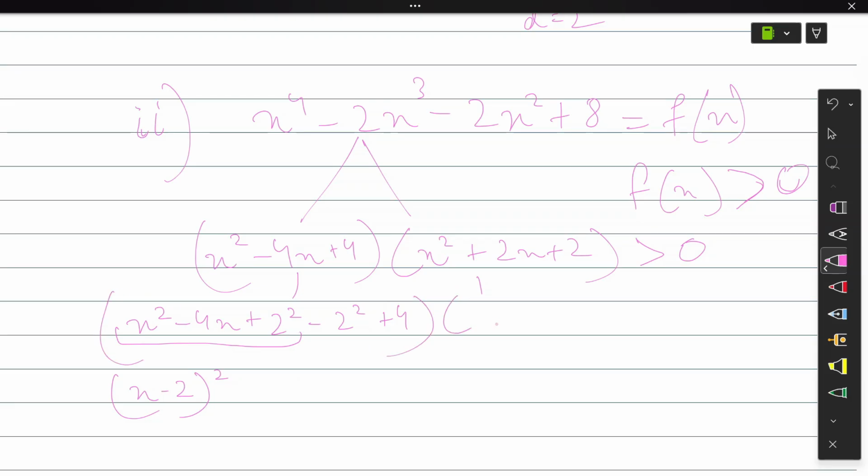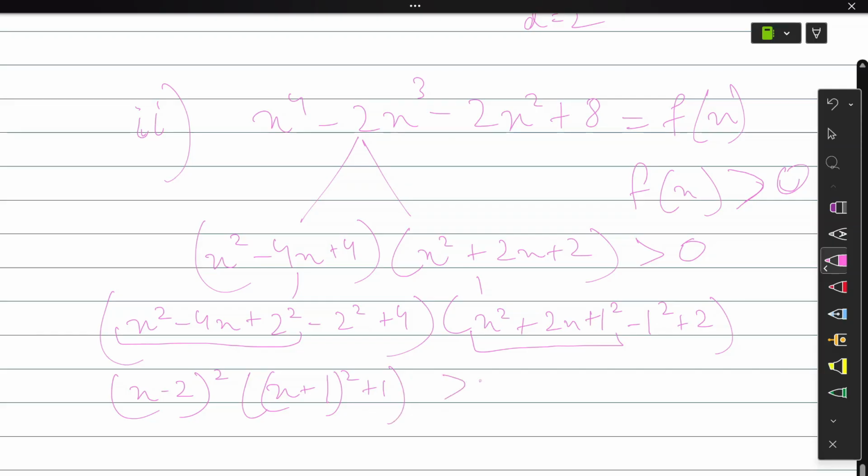Now convert this also as well. So x square plus 2x plus 1 square minus 1 square plus 2, right? This whole thing is gonna turn into another factor, so that's gonna be x plus 1 whole square, but this is the completing the square method, by the way, if someone is wondering. So now minus 1 square plus 2, so that's plus 1 plus 1 greater than 0.